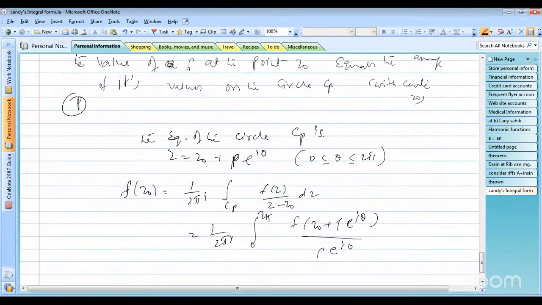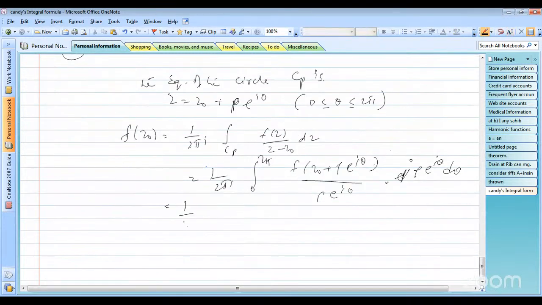So f of z naught is equal to 1 by 2 pi, integration from 0 to 2 pi of f of z naught plus rho e power i theta d theta. So the condition has been satisfied here, where we are taking integration from 0 to 2 pi. We substitute these values in each one. So these values are coming here. Therefore, hence the theorem.